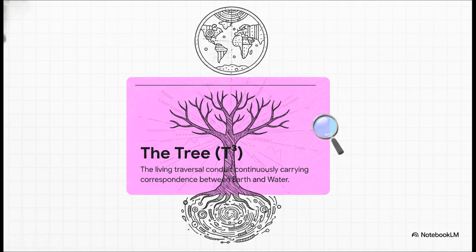Now, standing right in the middle of earth and water is the tree. Mathematically, it's represented as T cubed. This is the living, central traversal conduit. It acts as the ultimate mediator, constantly carrying correspondence back and forth between the hidden information in the water field and the visible embodiment in the earth field.